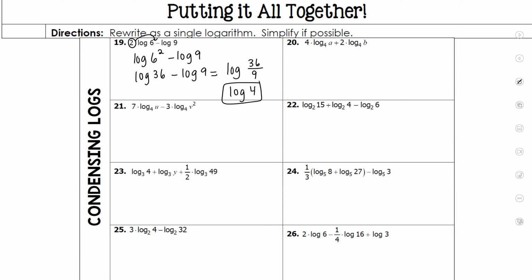Okay, let's try number 22. This is all adding and subtracting. So we're going to move left to right. On the left here, this will be log base 2, and we multiply 15 and 4, which is 60. The rest can just come down. Now I'm going to do the quotient property. This will be log base 2 of 60 divided by 6, which is 10.